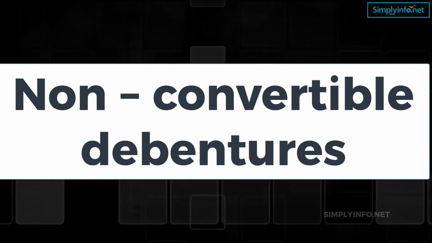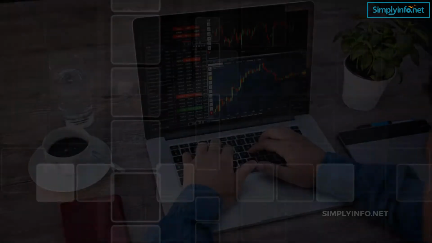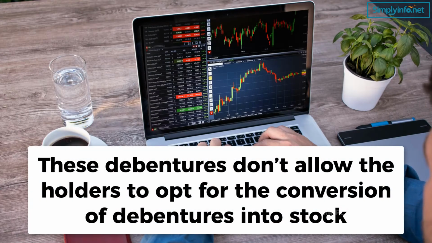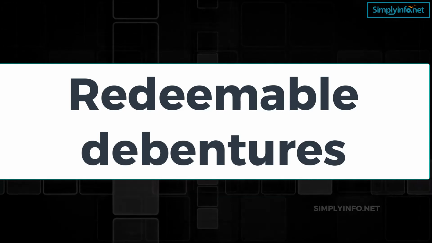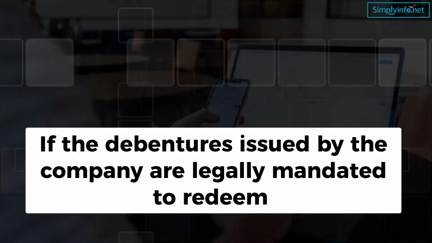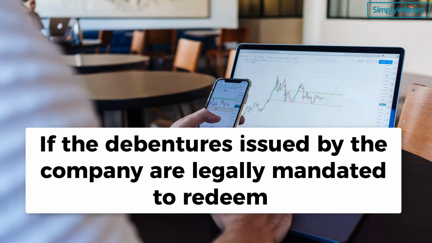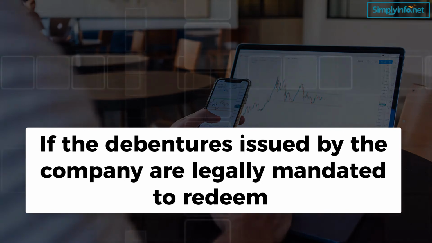Number 4, non-convertible debentures. These debentures don't allow the holders to opt for conversion of the debentures into stock. These debentures act as debt only. Number 5, redeemable debentures. If the debentures issued by the company are legally required to be redeemed on a particular date, with the return paid to the investors, they are called redeemable debentures.